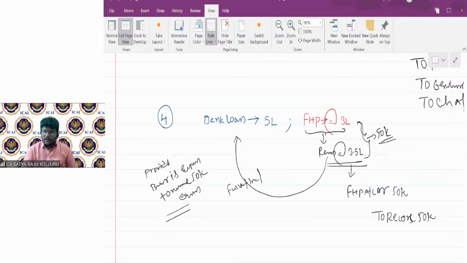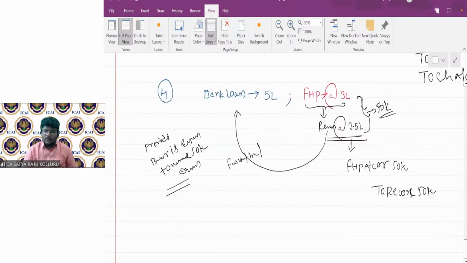Then the same freehold property you are providing to the bank loan. You are assigning it to the banker. Now, banker, how much will be the gross sacrifice? How much amount is the gross sacrifice made by the banker?